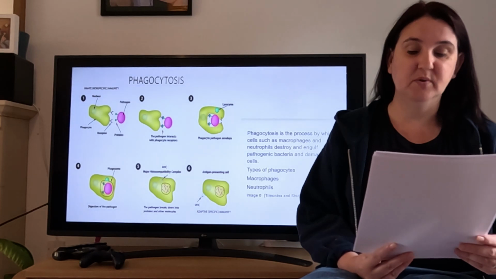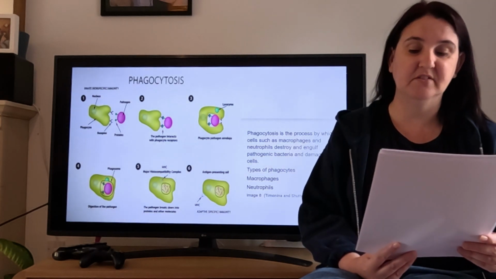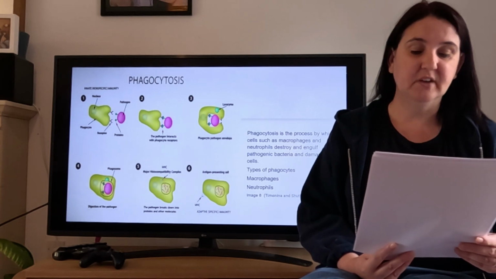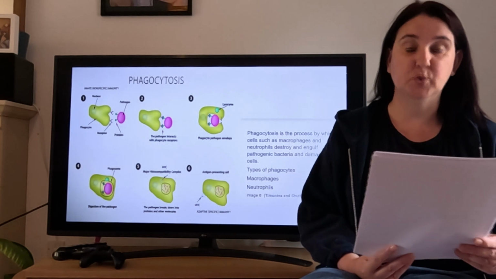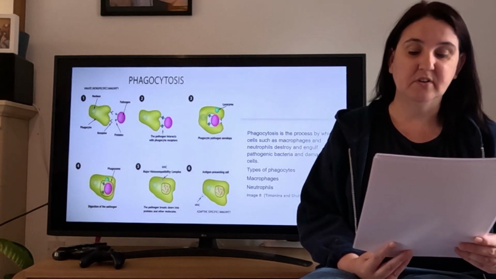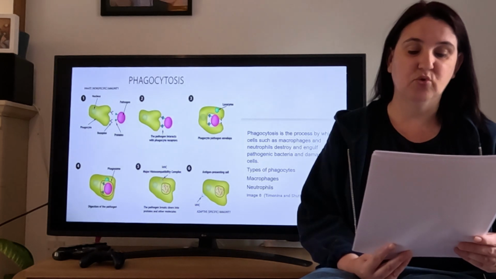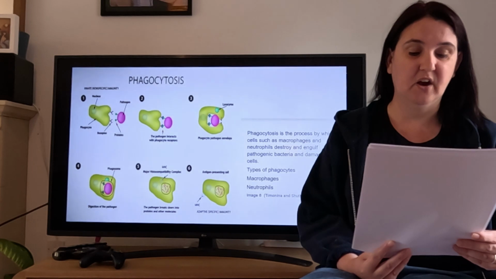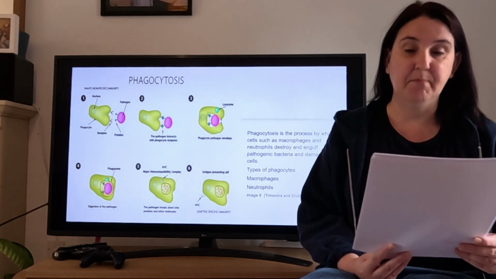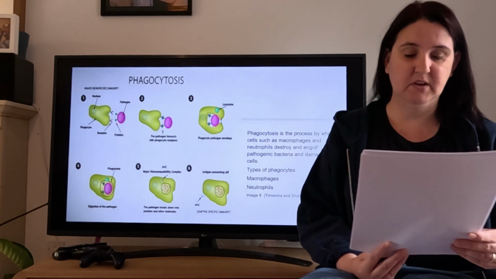Phagocytosis is the process by which cells such as macrophages and neutrophils engulf and destroy pathogenic bacteria and damaged cells. Both cells are formed in the bone marrow and form part of the inflammatory response to infection. Neutrophils are the first phagocytic cell to arrive, and each can destroy 5 to 20 pathogenic cells. They are short-lived and die after approximately 5 days. The macrophage arrives later and lives much longer, around 2 to 3 months.